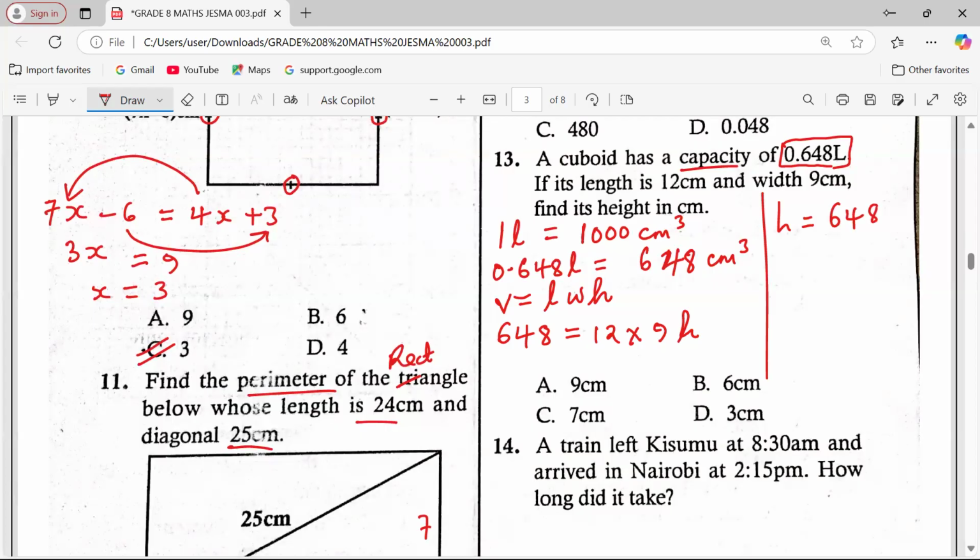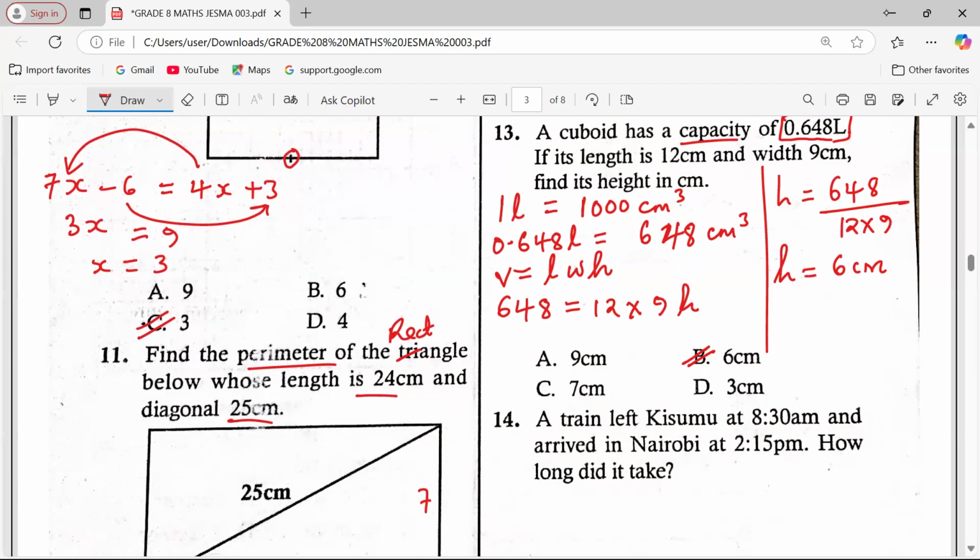So 648 out of 12 multiplied by 9. This is going to give us the value of h, which will be equivalent to 6 centimeters. Therefore, the right answer here is part B.